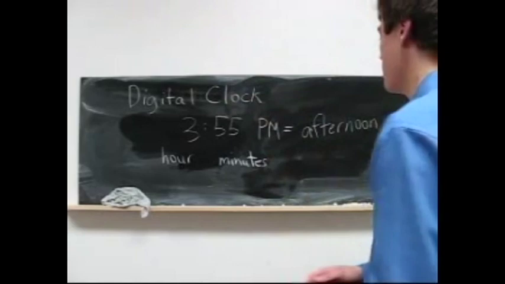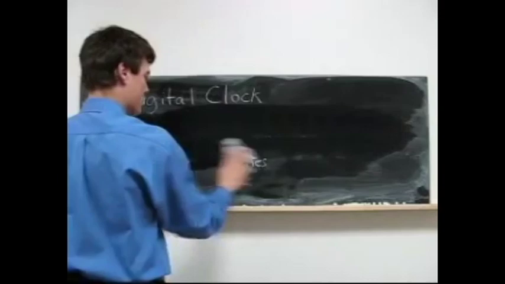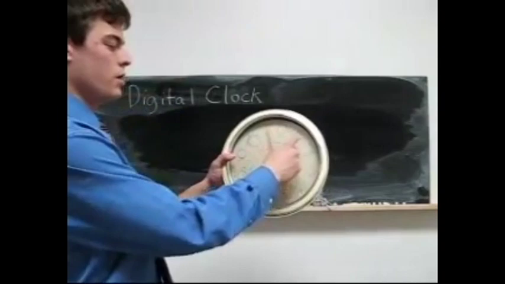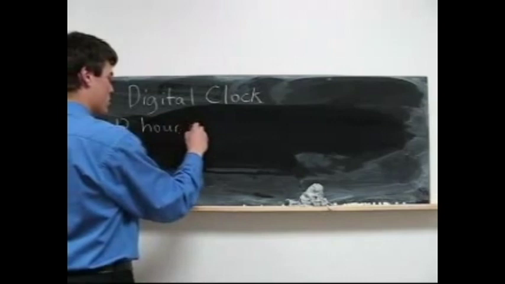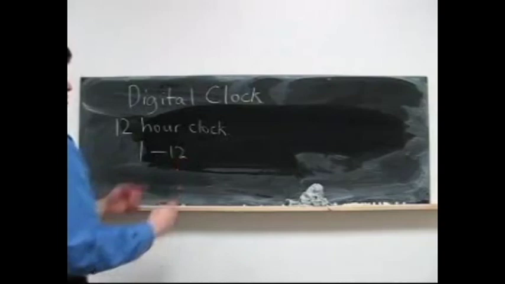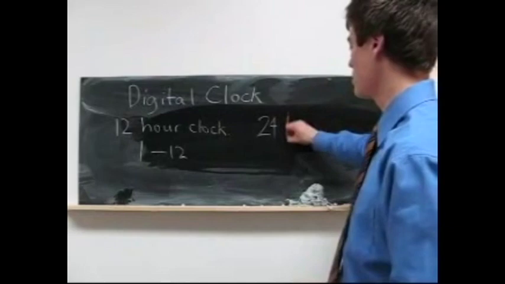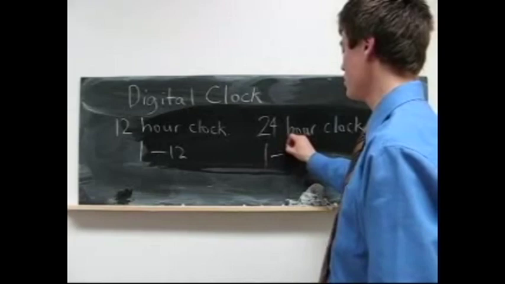Now, AM and PM, let's do that. So this, 1, 2, 3, 4, 5, 6, 7, 8, 9, 10, 11, 12, is a 12-hour clock, right? 12-hour clock. It goes from 1 to 12. But a 24-hour clock goes from 1 to 24. Right?